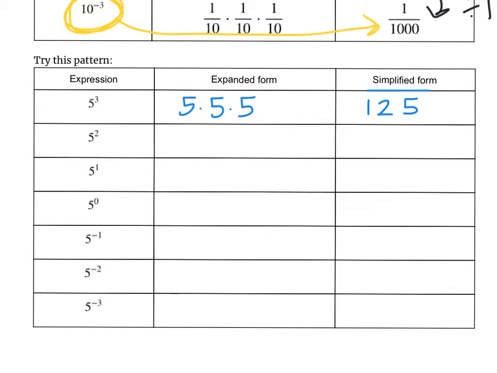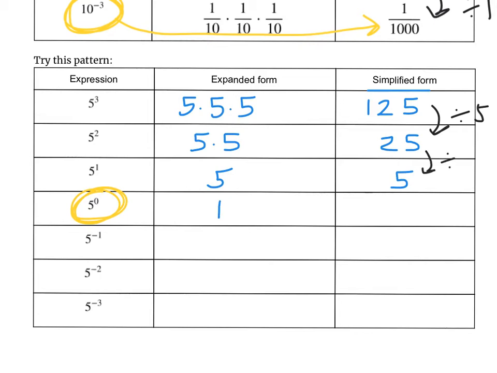Okay, 5 to the second power, expand it, that's 5 times 5, which is 25. So the relationship from 125 to 25 is just dividing by 5 each time. 5 to the first power is just plain old 5. Anything to the 0 power is 1. And if we did here, 25 divided by 5, we would get 5. And if we did 5 divided by 5, we would get 1.